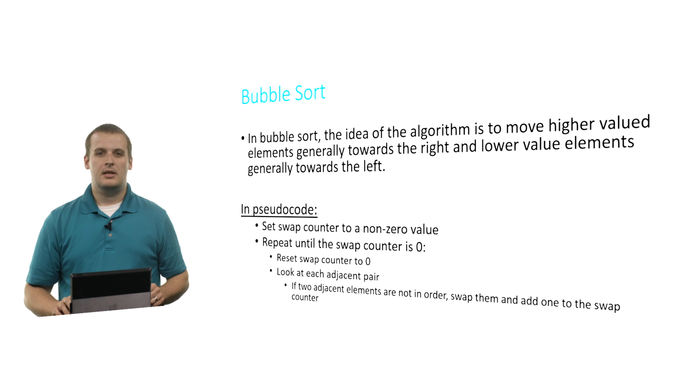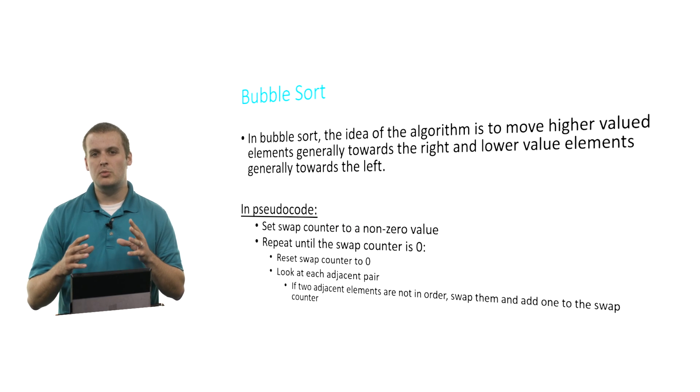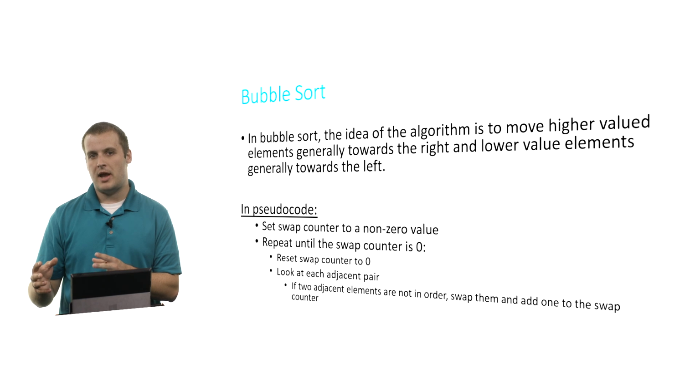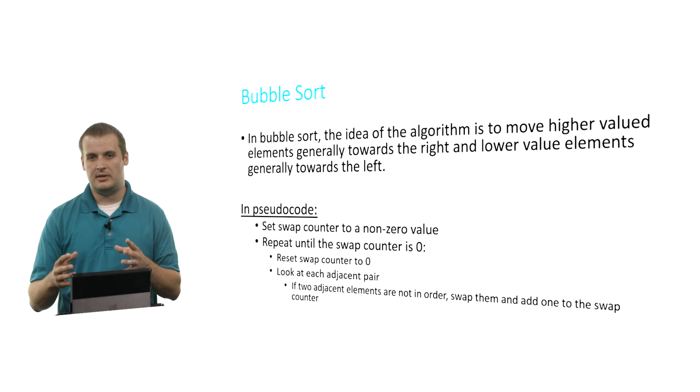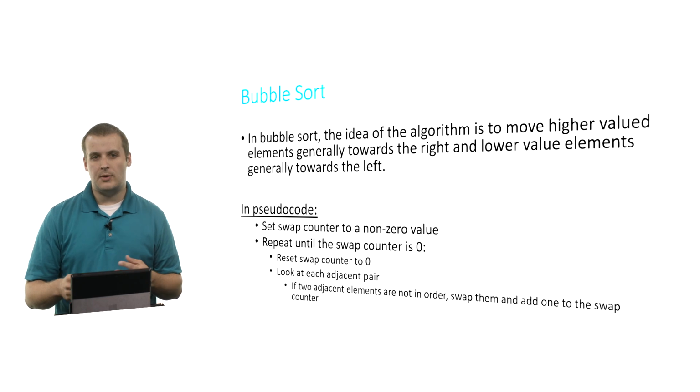All right, so bubble sort is an algorithm we can use to sort a set of elements. Let's take a look at how it works. The basic idea behind bubble sort is this. We generally want to move higher valued elements to the right and lower valued elements to the left, as we would expect. We want the lower things to be at the beginning and the higher things to be at the end. How do we do this?